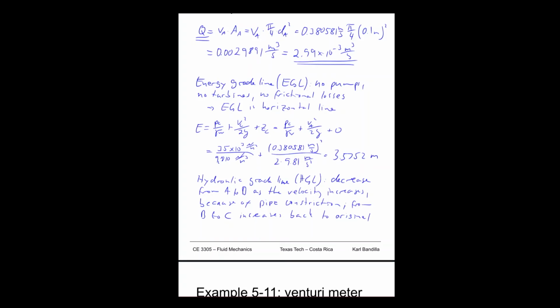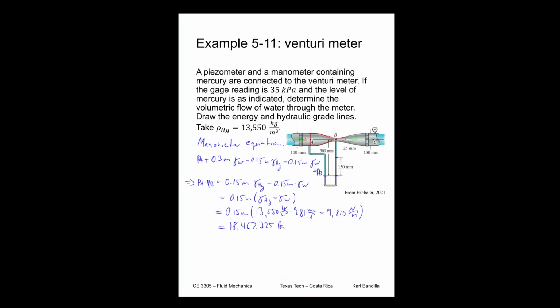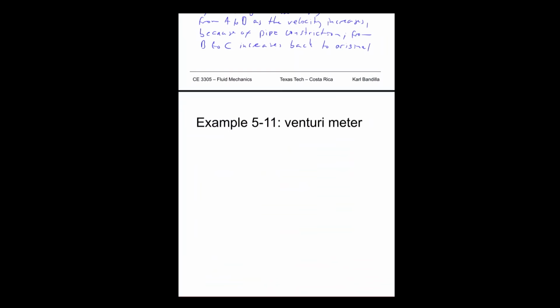All right. That means we have to now figure out what the hydraulic grade line or the hydraulic head is at both A and B. And C is going to be same as A. Right. So let's just calculate them for those two spots. So we can say that HA is equal to HC is equal to our energy that we calculated before minus VA squared over 2G.